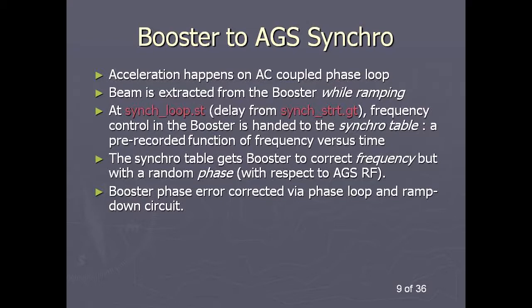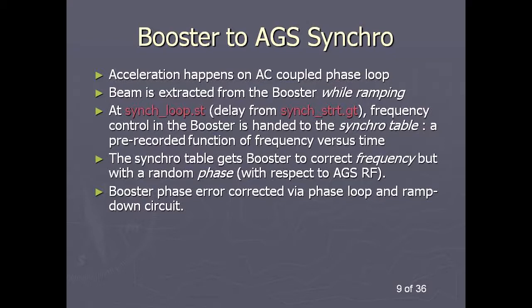So at this point in the cycle, rather than go to feedback loops, this sync start trigger comes out, and the frequency control is handed over to something called the synchro table, which is something I've never actually seen in my life. So it's a pre-recorded table of frequency versus time, right?